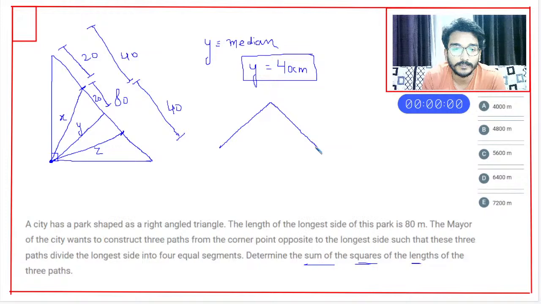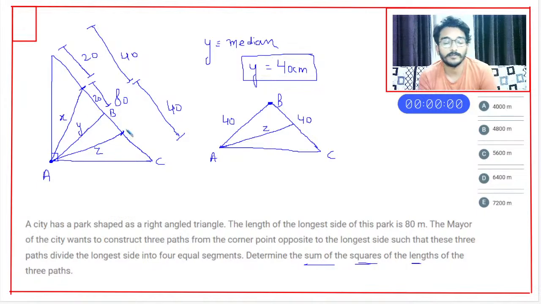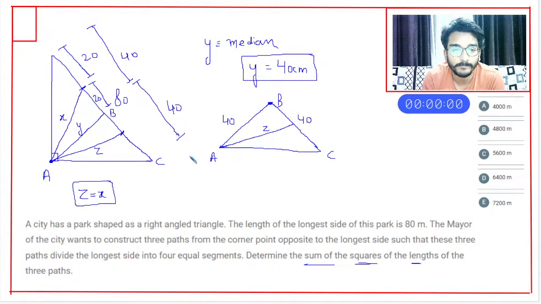This is 40 and this is 40. So let me just make a point. Just A, this is B, that's C. That's 40 and 40. And there it is, Z. Basically, I can clearly see Z equals X because it is a symmetrical figure. Z and X will be equal. So I just have to find one of them, so I'm finding the Z value.